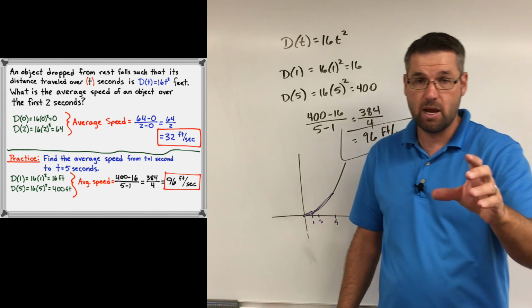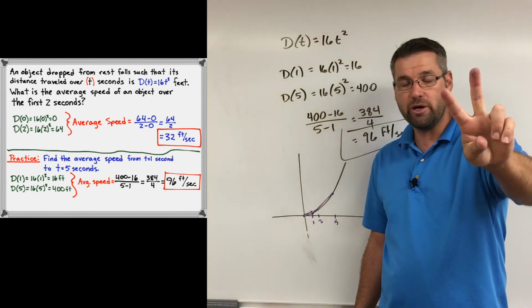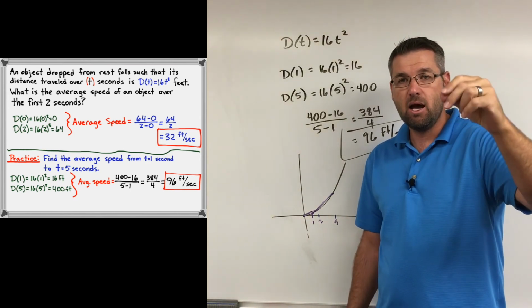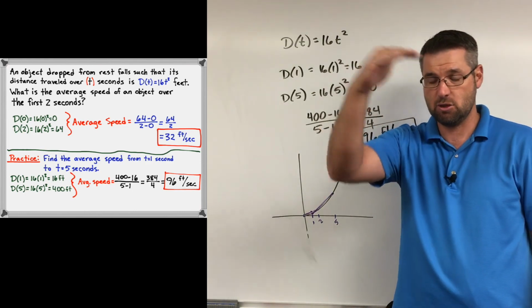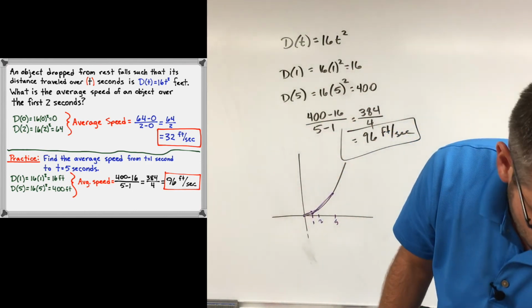How do you find average rate? You take 2 coordinates, 2 positions, and do the slope on those 2 positions. The change in distance over the change in time. To do that, you need 2 points.